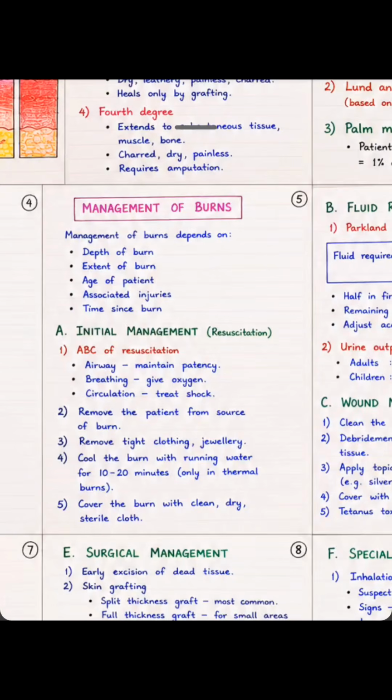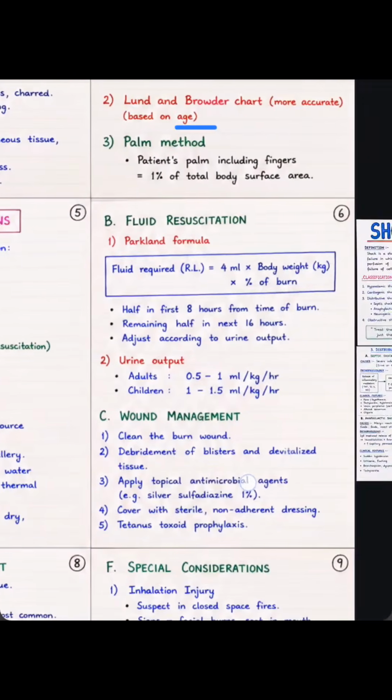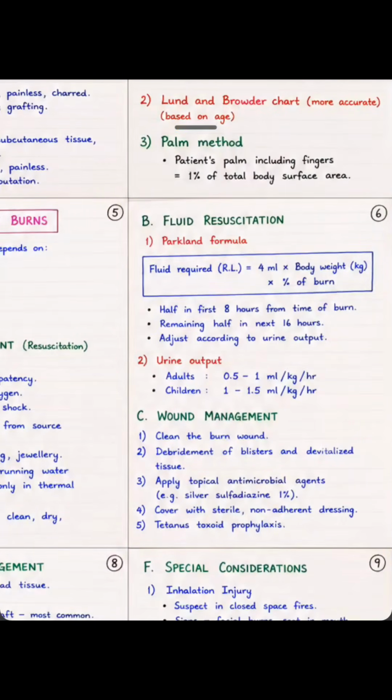That is initial management. Then we come to page number 6, that is fluid resuscitation. Now let's come to one of the most important parts, that is the Parkland formula. It is also the most important topic of the NEET MDS or university exam. According to my notes, fluid required is equal to 4 ml into body weight in kg into percent burn. So remember 4 into weight into percent of the burn, this is how we calculate.